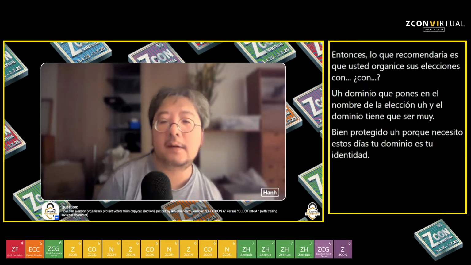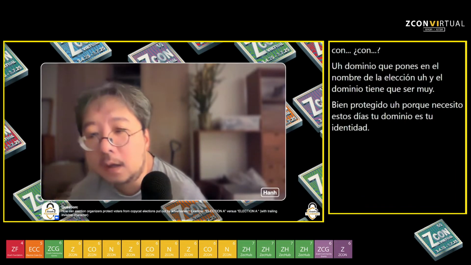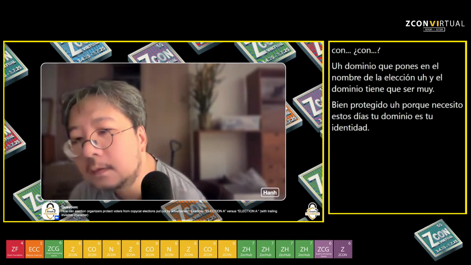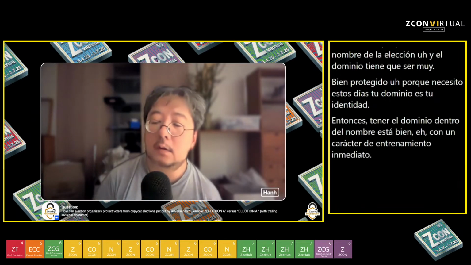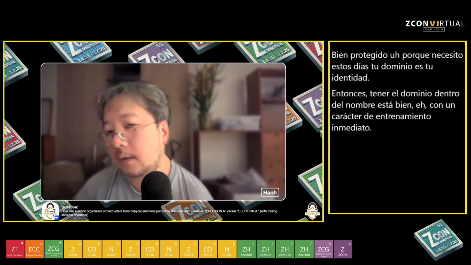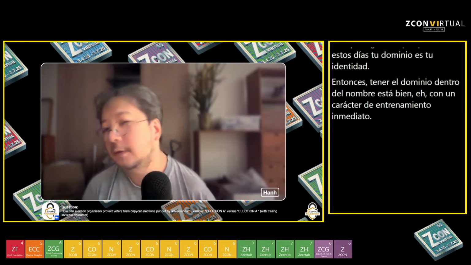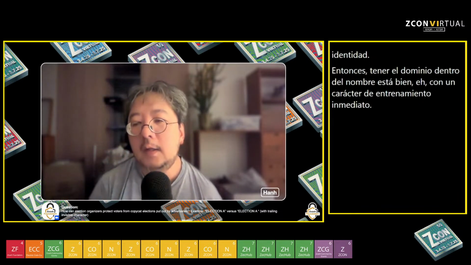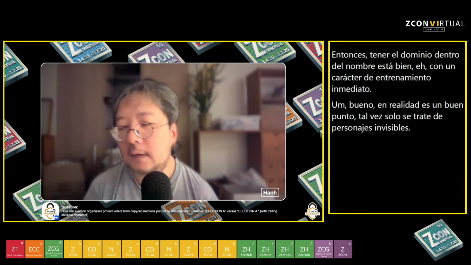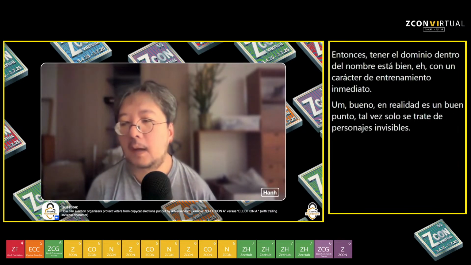So having the domain inside the name is okay. With a trailing invisible character. Well, that's actually a good point. We just forbid invisible characters. We just say that the election names have to be ASCII, capital ASCII, blah blah blah, right?